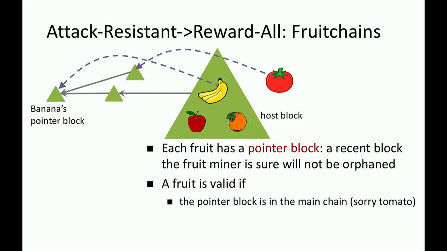Sorry for the tomato. And there's an extra rule saying that the gap of a fruit needs to be smaller than a predefined timeout threshold. The gap is defined as the height difference between the host block and the pointer block. For example, for this banana, the gap is 2 because the host block is 2 blocks later than the pointer block. So valid fruits receive full rewards, and blocks receive nothing.